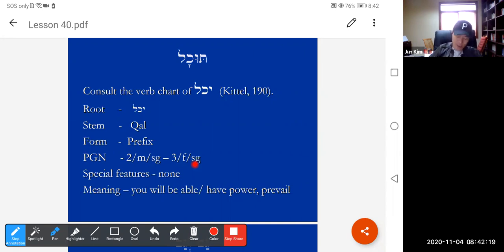But anyway, this one is a prefix form, and then two possibilities, third feminine singular and second masculine singular. Special feature, none. The meaning is you will be able, or she will be able, or you will have power, or she will have power. I guess this is quite straightforward, except shurek instead of holem. We are going to talk about it later.